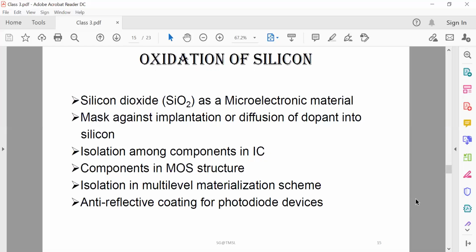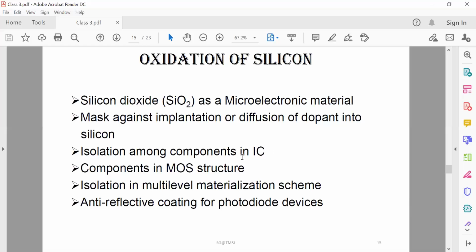Okay. That means a mask, what does mask mean? It will prohibit diffusion or implantation in that particular region. Masking. So when you open the windows where the implantation or diffusion will take place, the silicon dioxide is used as a mask. Okay. Second is the isolation among components.